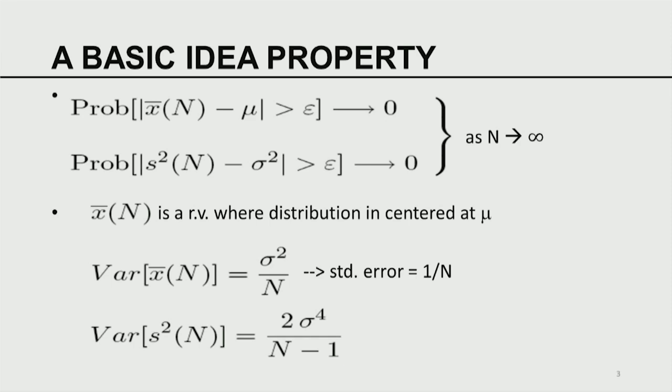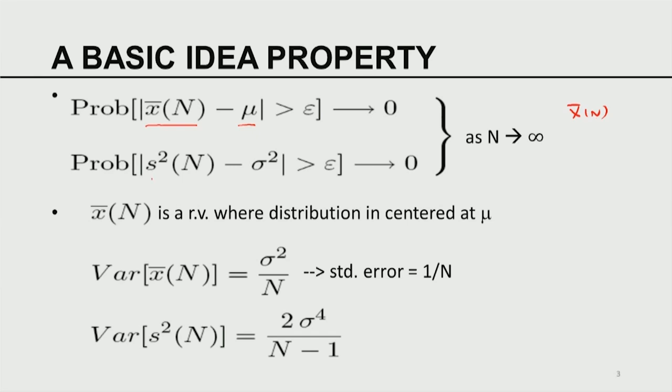What are the basic properties of these estimates? The probability that the estimate of the mean using n samples differs from the true mean by a magnitude more than epsilon tends to 0 as n tends to infinity. So what does it mean? The sampling distribution of x bar n: x bar n is a random variable. It is an estimate. An estimate is a random variable. The estimate has a distribution whose mean differs from the original mean mu by smaller and smaller quantities as n, the number of samples, goes to infinity. That is what is called the consistency condition that we have seen earlier.